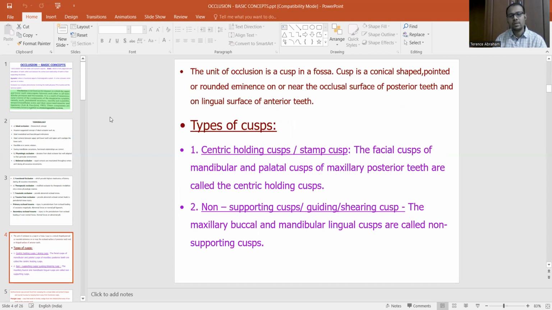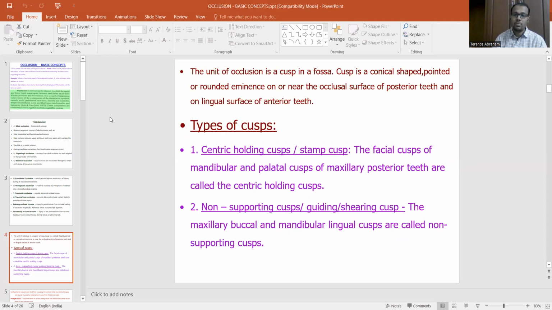There are centric holding cusps and non-centric or non-supporting cusps. Centric holding cusp is also known as stamp cusp. What is a stamp cusp or centric holding cusp? They are the cusps which participate in the masticatory process. These cusps are the facial cusps, the buccal cusps of the mandibular arch, and the palatal cusps of the maxillary posterior teeth. These cusps are known as centric holding cusps.